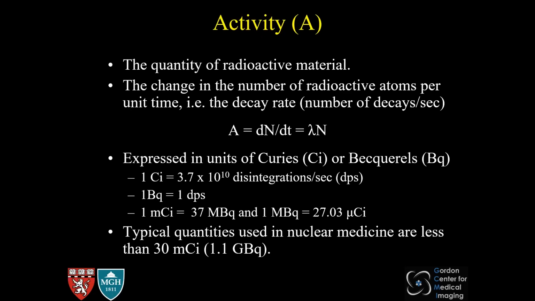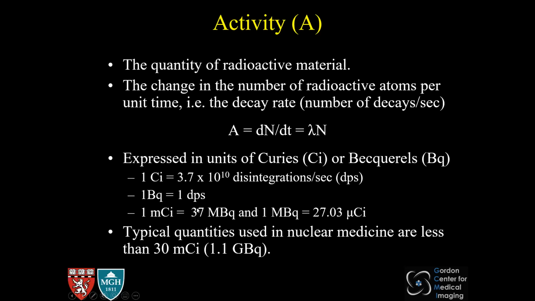Okay, so when we talk about activity, so far I've only talked about the straight number of radioactive atoms, but when we're talking about radioactivity, a quantity of radioactive material, we're talking about the activity of it. Activity is the change in radioactive atoms per unit time, which is essentially the decay rate in decays per second. So this is going to be expressed in curies, most commonly in America, or if you're following SI units, in becquerel. And 1 curie is 3.7 times 10 to the 10th disintegrations per second, and 1 becquerel is just 1 decay per second. So a millicurie is the same as 37 megabecquerels, which is the simple conversion there.